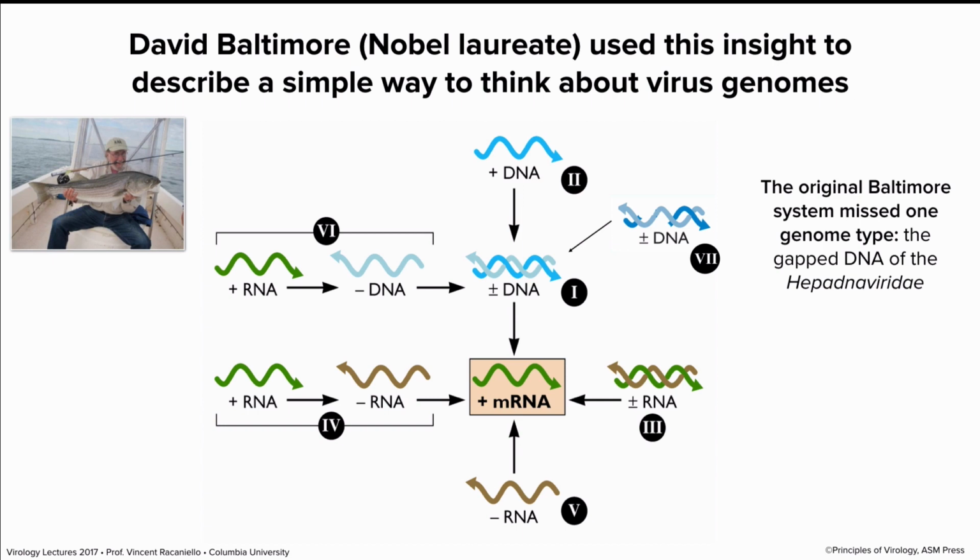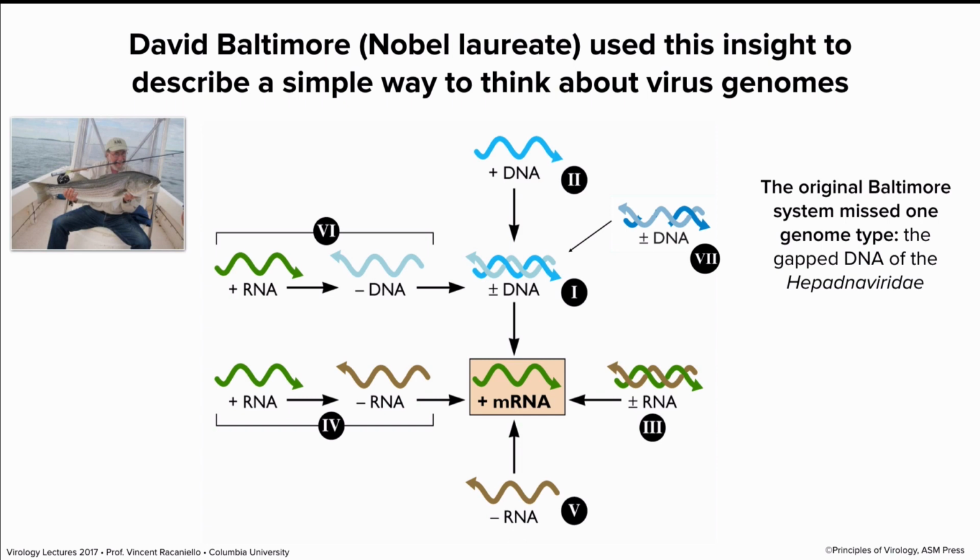In fact, this is a rule that you should remember. It'll really help. The only kind of DNA that can be a substrate for transcription, you know that transcription is production of mRNA from DNA, the only substrate is double-stranded DNA. Not single-stranded DNA, not gapped DNA, as for the hepadnaviruses, but double-stranded DNA. So here in the scheme, double-stranded DNA viruses can make mRNA directly.